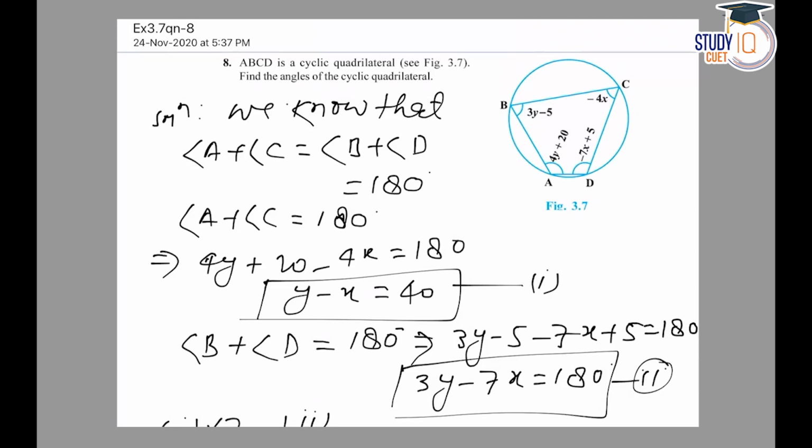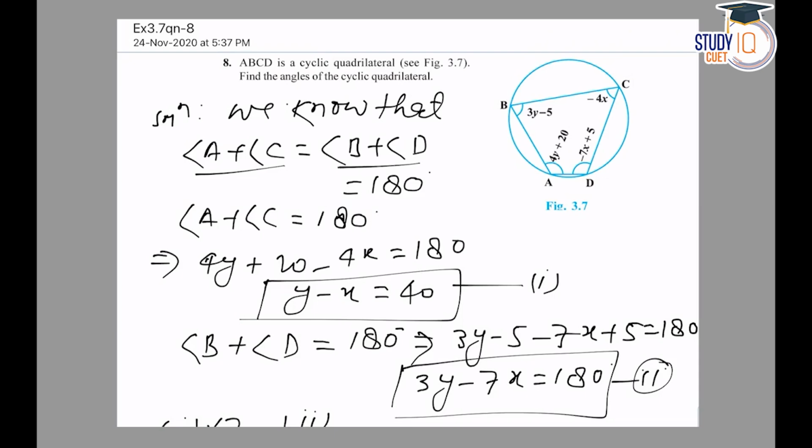As we know that in a cyclic quadrilateral the sum of opposite angles is 180 degrees. So angle A plus angle C and angle B plus angle D must be 180 degrees. So if angle A plus angle C is 180 degrees, put the values of angle A and angle C. Angle A is 4y plus 20 and angle C is minus 4x. So we get y minus x equals 40 degrees.